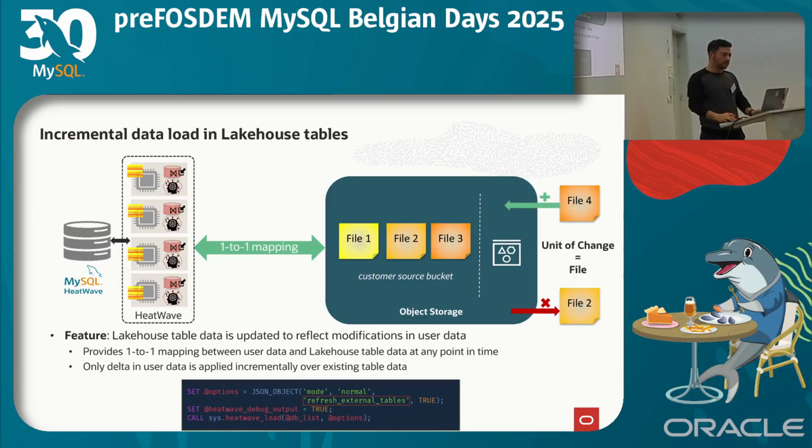Another important feature in Lakehouse: you have a lot of data in object store, but it's never static. Users will be adding new files or deleting files from the object store. So the idea here is we provide incremental data load into Lakehouse. For the initial load, let's say you have loaded these files, and when the customer adds new files, you also take these and incrementally update the in-memory state of the HeatWave system.